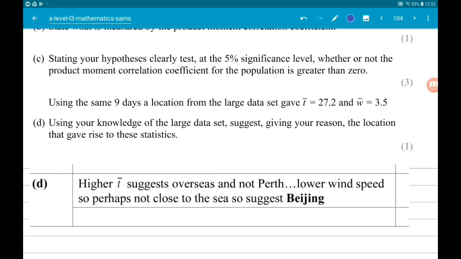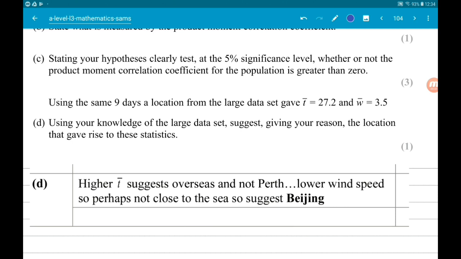Okay, then using the same 9 days allocation from the large data set gave t bar 27.2 and W bar is 3.5. So the question said, use your knowledge of the large data set. Suggest, giving a reason, the location that gave rise to these statistics.